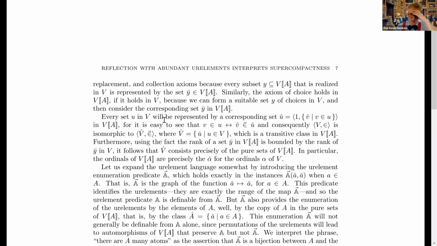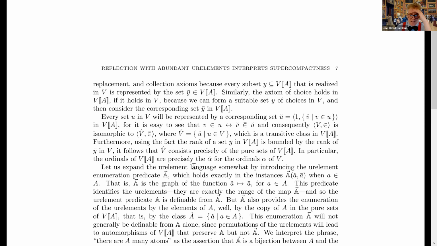Now we can see how V is copied into the pure sets of V bracket A. Let U check be the set whose members are the checks of the elements of U. This is just like in forcing. This is the pure set version of U as copied into V bracket A. And so it's easy to see that the original universe is isomorphic to the class of pure sets of these check names, which are exactly the pure sets of V bracket A.